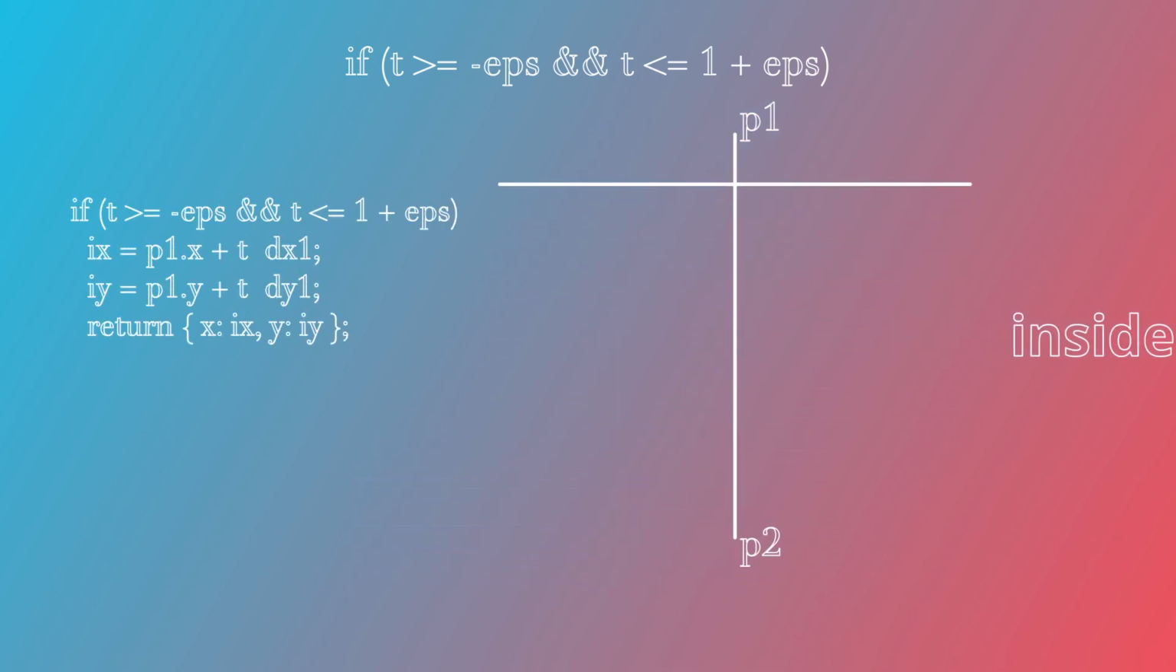If it is, we use t to calculate the exact x and y coordinates and return the new point.